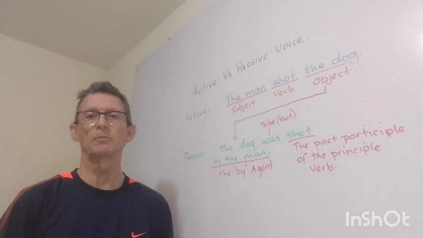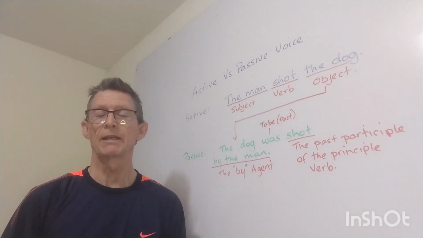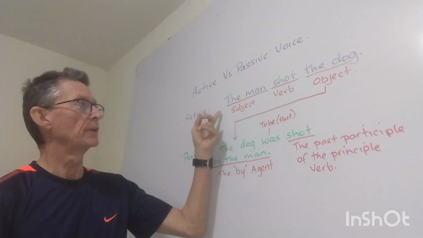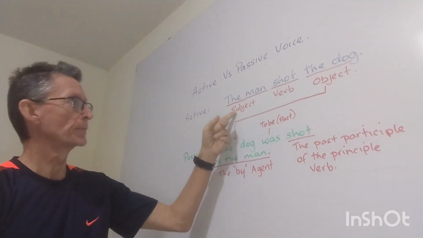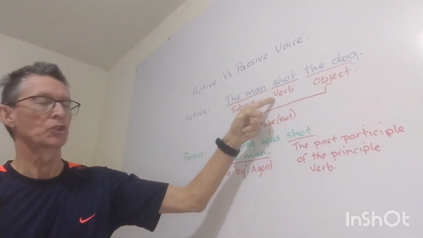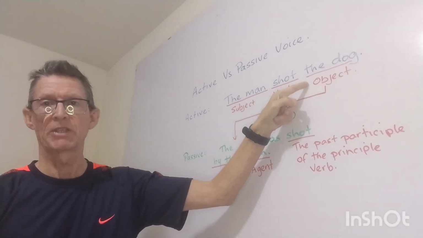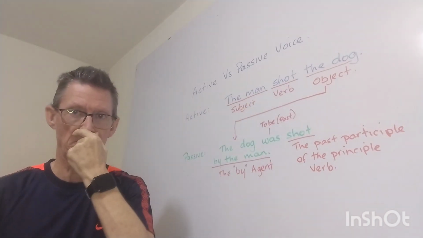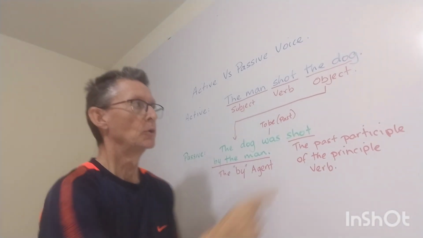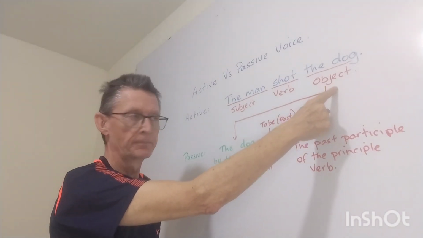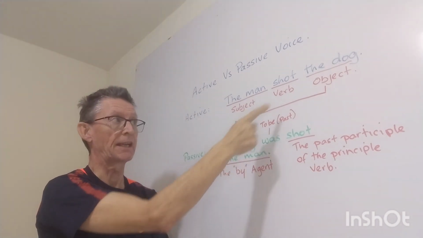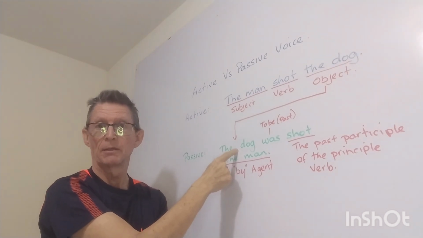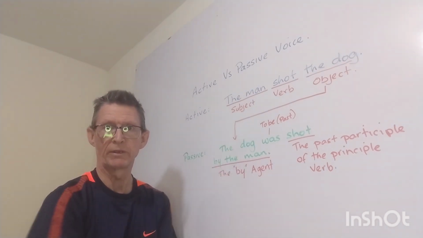So here we have an example, probably the most common example used in institutes around the world to explain active and passive voice. We have in active voice, the man shot the dog. As you can see, the man is the subject, shot is the verb, and the object is the dog. Now to make this phrase passive, we take the object of the active and make it the subject of the passive. So in this case, the object in active, the dog, becomes the subject of my passive. So we start with the dog.